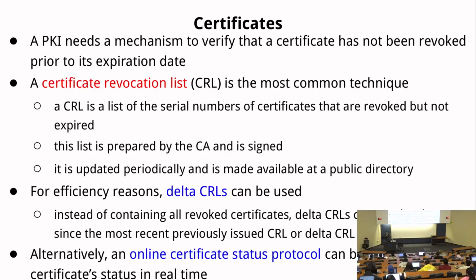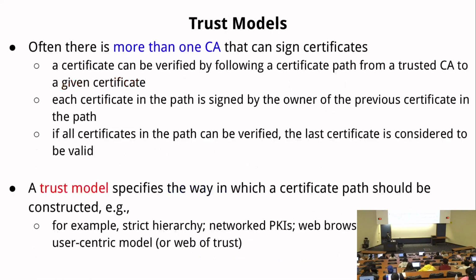Obviously, we don't have to send the whole thing to everyone every time. That's why something called a delta CRL also exists. The delta CRL only contains the newly revoked certificates, basically the changes from the previous version of the CRL. So that's how important the certificates are.